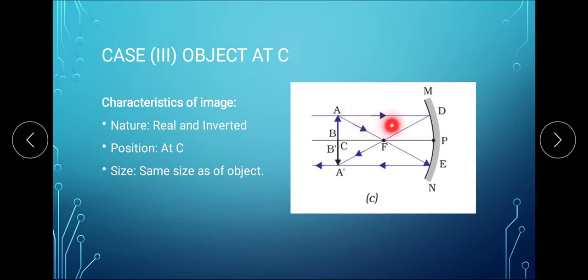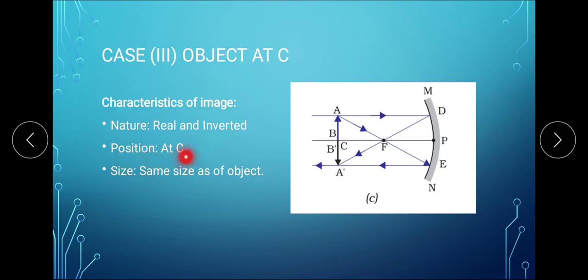राइट स्टूडेंट्स, पहली रे मैंने पैरेलल ली है प्रिंसिपल एक्सिस के जो रिफ्लेक्शन के बाद फोकस से पास हो रही है. सेकंड रे फोकस से पास हो रही है इंसिडेंट रे. After reflection this ray will be parallel to the principal axis and these 2 reflected rays will meet at point A dash which is exactly below A. A के बिल्कुल नीचे आपको A dash पॉइंट दिखेगा. That means your image will be exactly below the object. That means object is at C, so image is also formed at C.